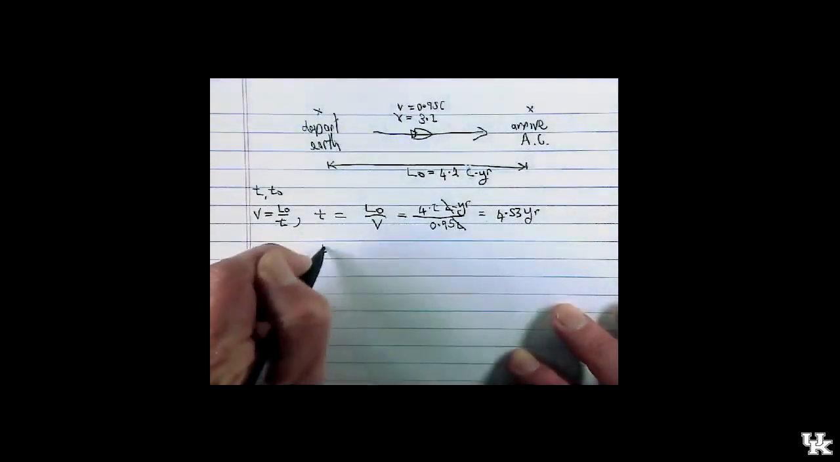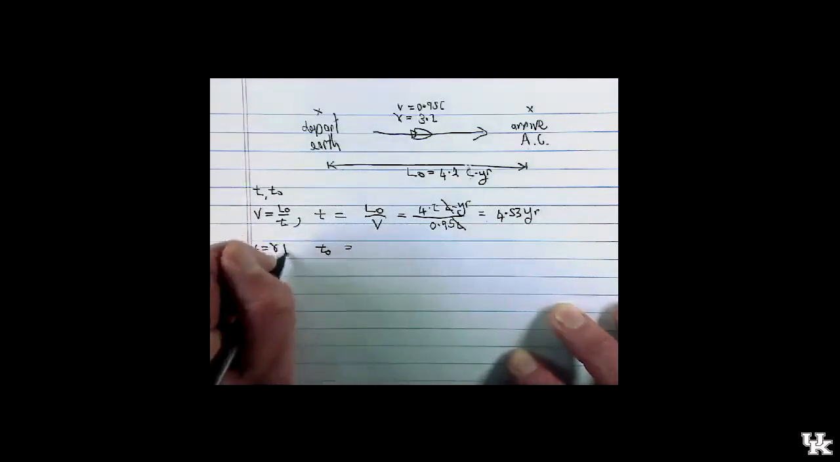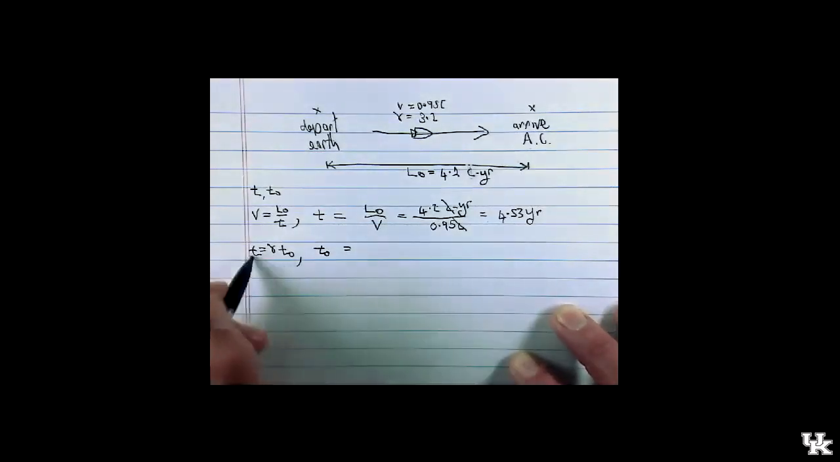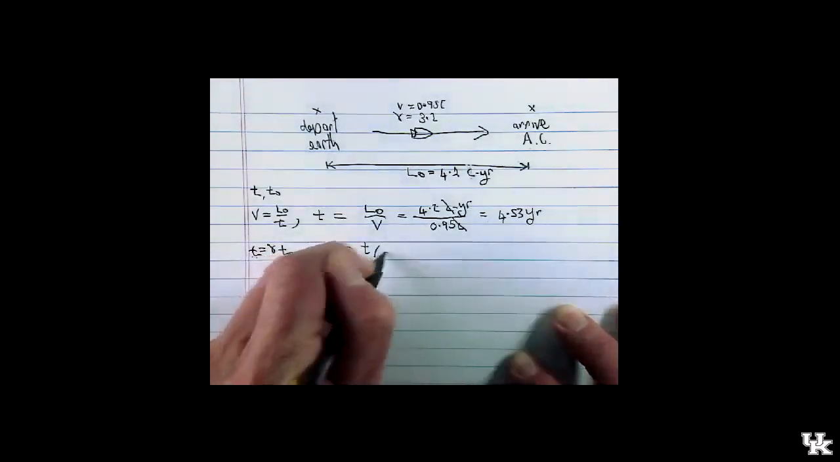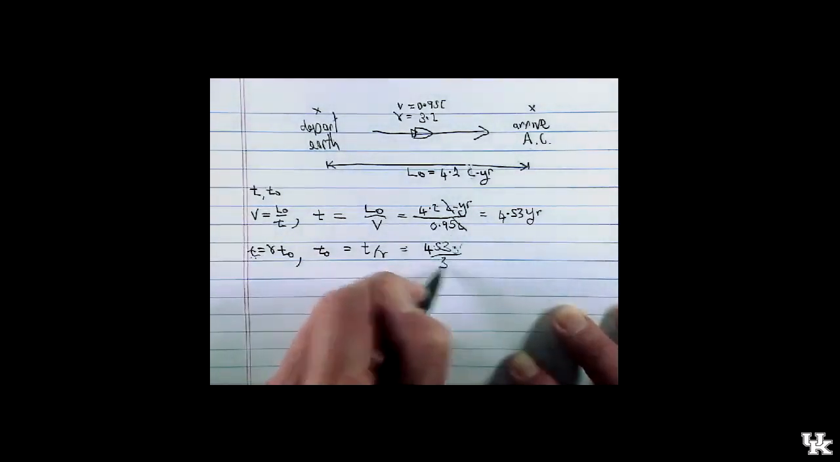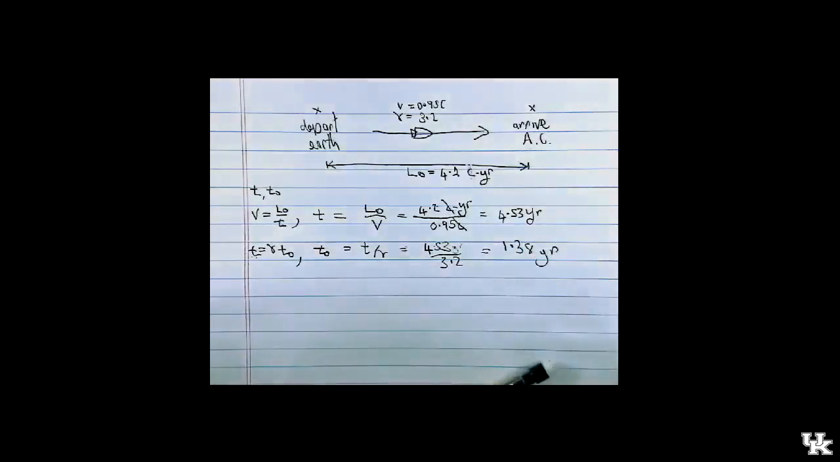Let me calculate the other time. So we want T naught, the proper time that the astronaut measures. I'm going to get that from the equation we've already written down for time dilation. T naught is the proper time, T is the dilated time, and gamma is the Lorentz factor. I don't know the proper time, the time measured by the astronaut, but I do know the dilated time that I measured. So all I've got to do is divide by gamma to get the proper time. That's 4.53 years divided by the gamma factor, which is 3.2. This comes out to be 1.38 years. And so that's the time that the astronaut measures.